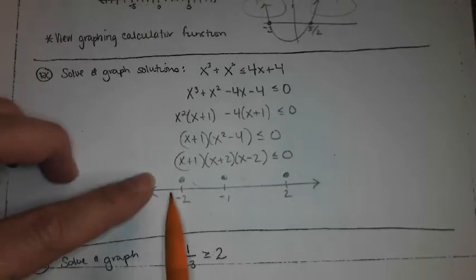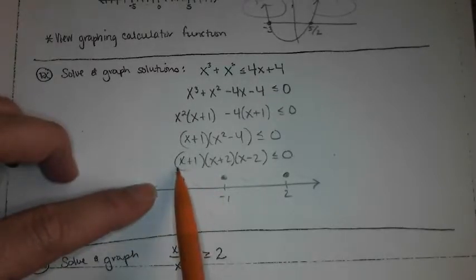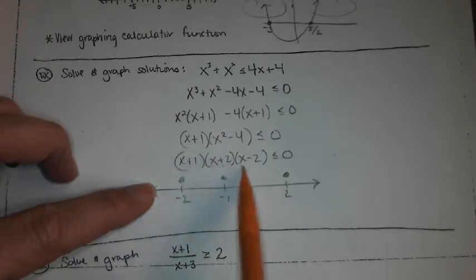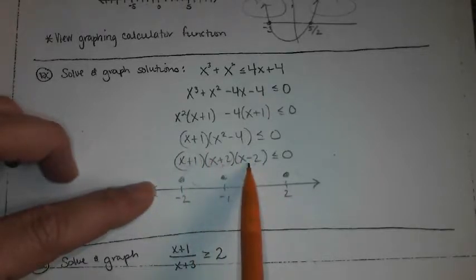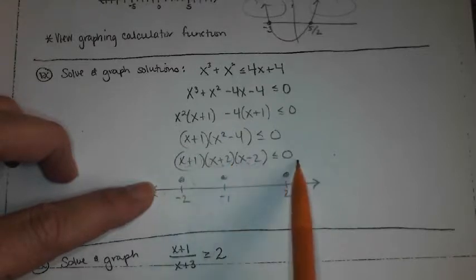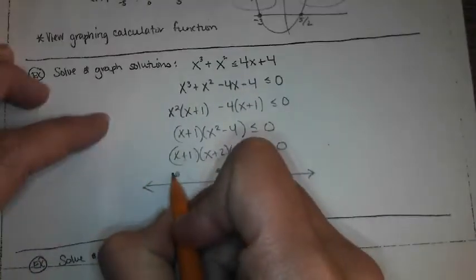Okay? So first with a negative 3. If I plug in a negative 3, it's going to be a negative times a negative times a negative. A negative times a negative times a negative is a negative. Is a negative less than 0? Yes, so that's good.